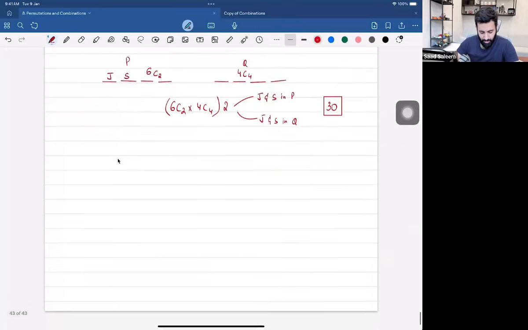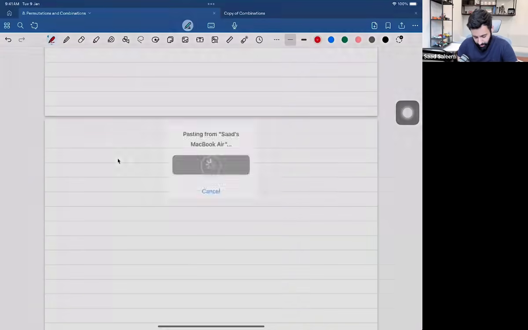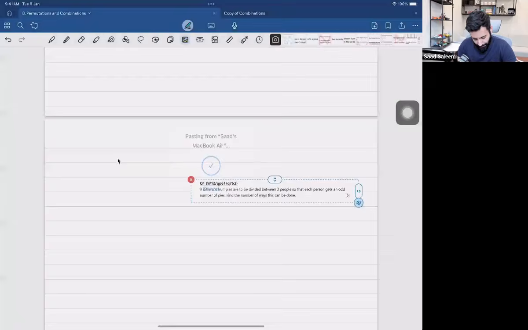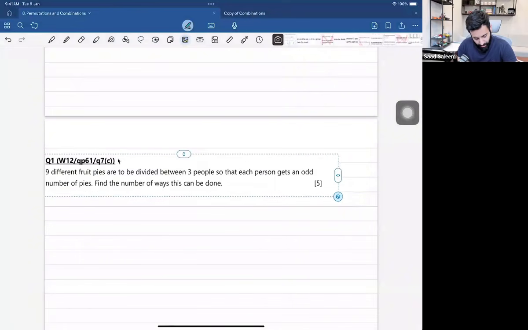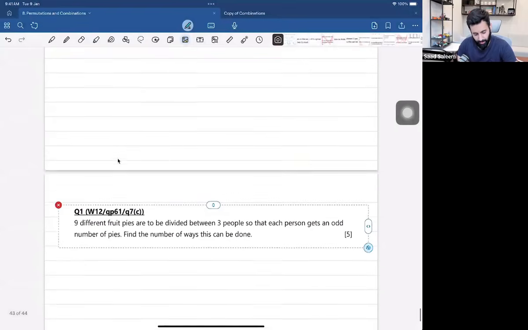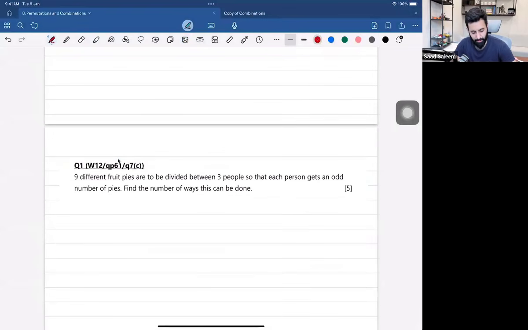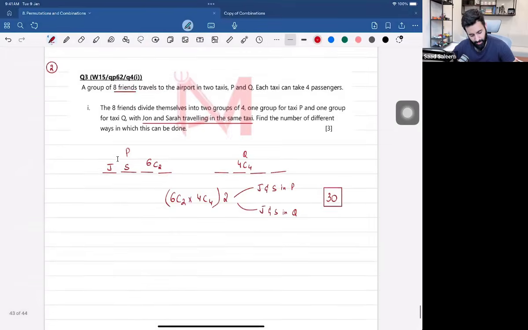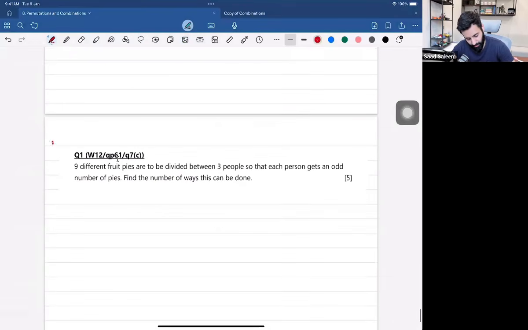Okay, so this is perhaps the last question that we're going to solve. Also, another unorthodox question. It's a 5-mark question. So when you see a 5-mark question, that means it requires a decent amount of working. Now, what example number is this? This is example number 3.